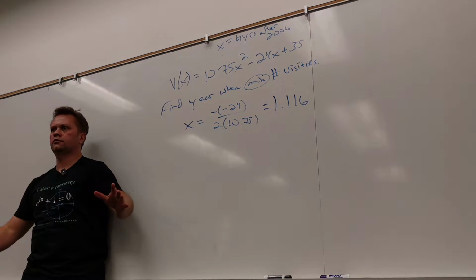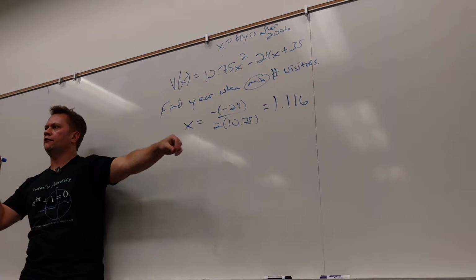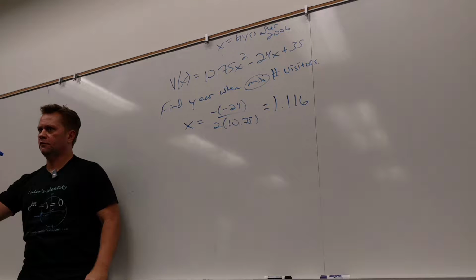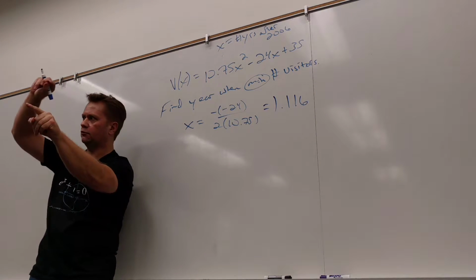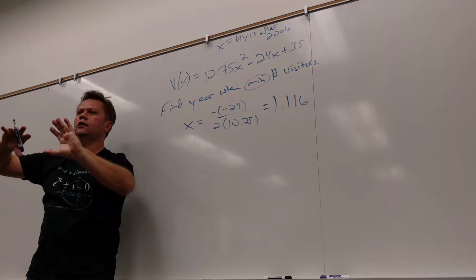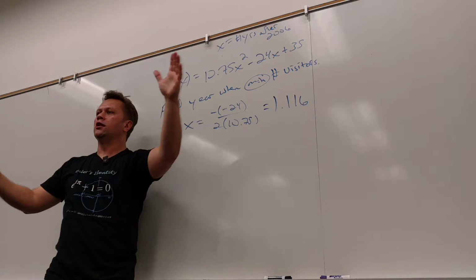What variable? X. And this is the X part of the vertex. And for this, that vertex is the minimum, right? So we just found it, but is that the year? Is it in the year, a little bit into the year 1?